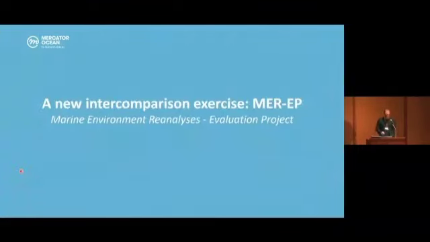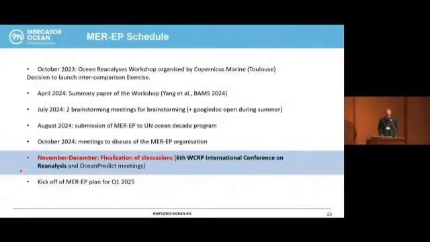I give you just some words. This new intercomparison is called the Marine Environmental Analysis Evaluation Project, MARIP. This is the name we have decided on for the moment. Concerning the schedule, as already said, it starts from this workshop last year. We have the summary paper. During this summer, we had two brainstorming sessions by video conference and also a Google Doc, and we had some exchange on different ideas and different inputs.